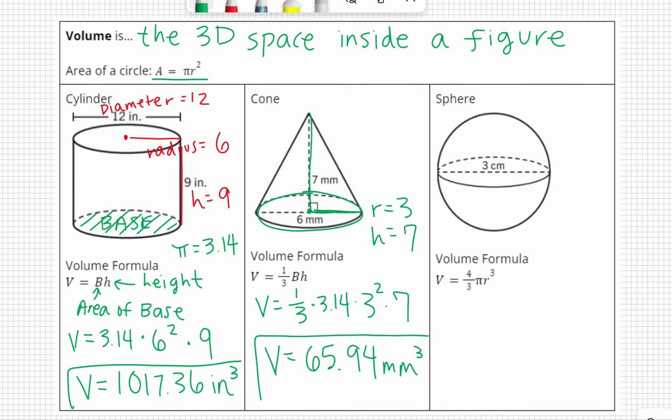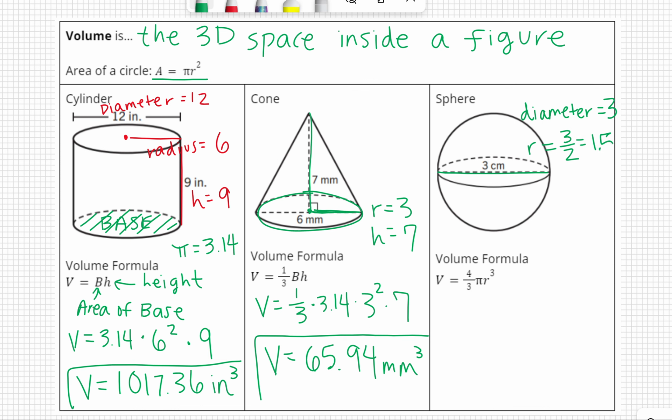Last shape is a sphere. For the formula, it's going to be 4/3 times pi times the radius cubed, or the radius to the third power. Looking at our diagram, I know that the diameter all the way across, the diameter is 3. So my radius is half of my diameter, so I'm going to do 3 divided by 2. And you can leave that as a fraction, or if you want, you can turn that into a decimal. 3 divided by 2 is 1.5. So my radius is 1.5.